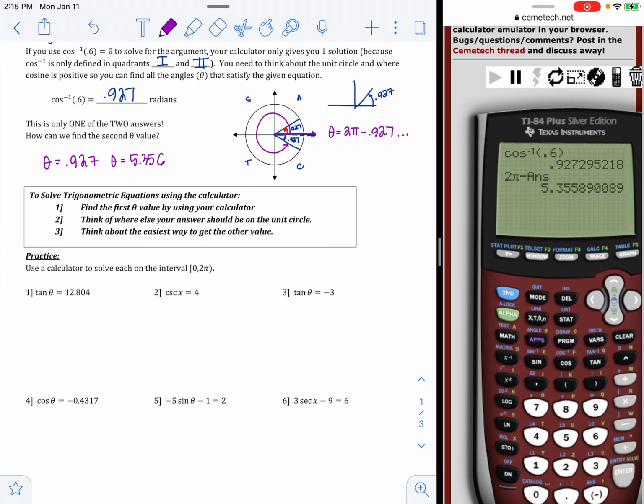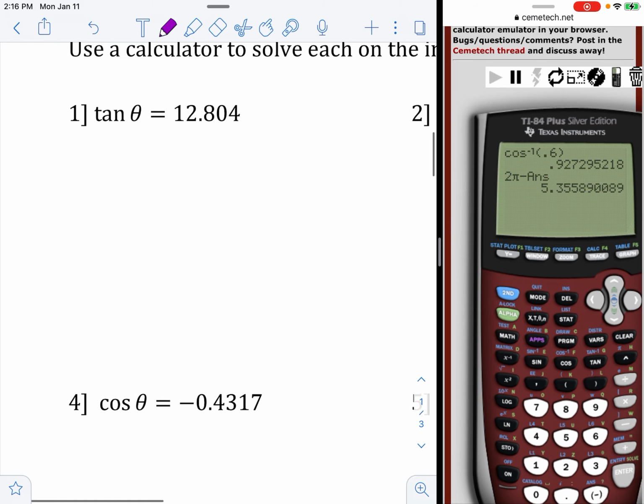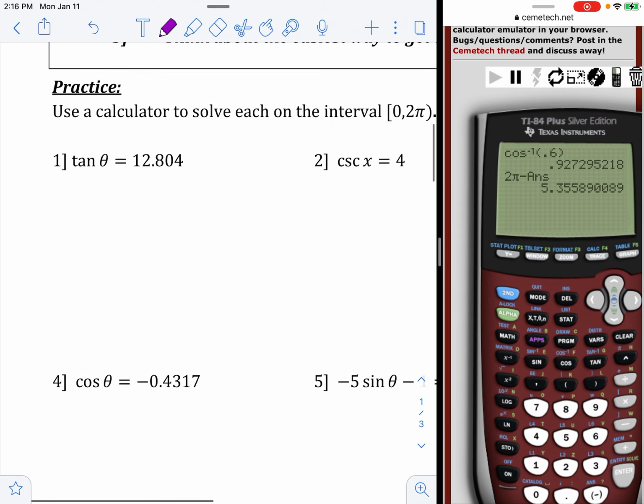So it says to solve trigonometric equations using your calculator, first you're going to find theta using your calculator. Then you're going to think of where your two angles are, and then you're going to think about the easiest way to get those angles. Okay, so let's start with this one right here. I don't necessarily do it in that exact order. You'll see how I do it.